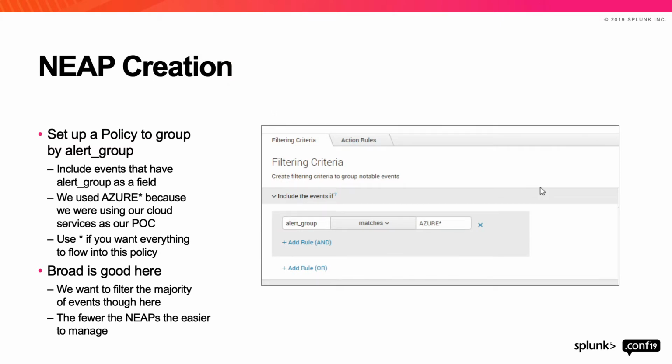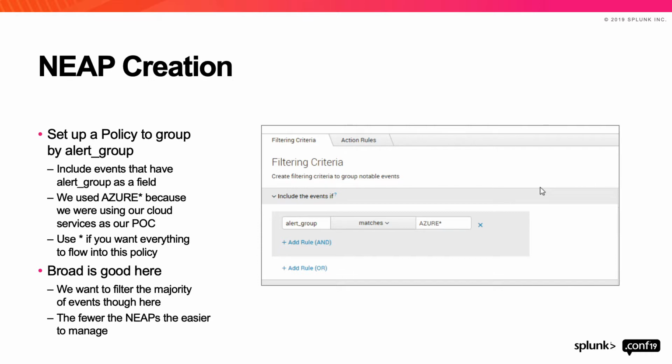So once we've got the alert group set up, we have to have ITSI actually group them together. And that's what the notable event aggregation policy does. It's going to take all those events from the ITSI tracked alert and group them all together by a rule that you set. In this case, we're going to make it really simple. I wanted to use Azure as a proof of concept, so I made alert group matches Azure star. If I wanted everything in the environment, I just make alert group matches star. That's as easy as it is.